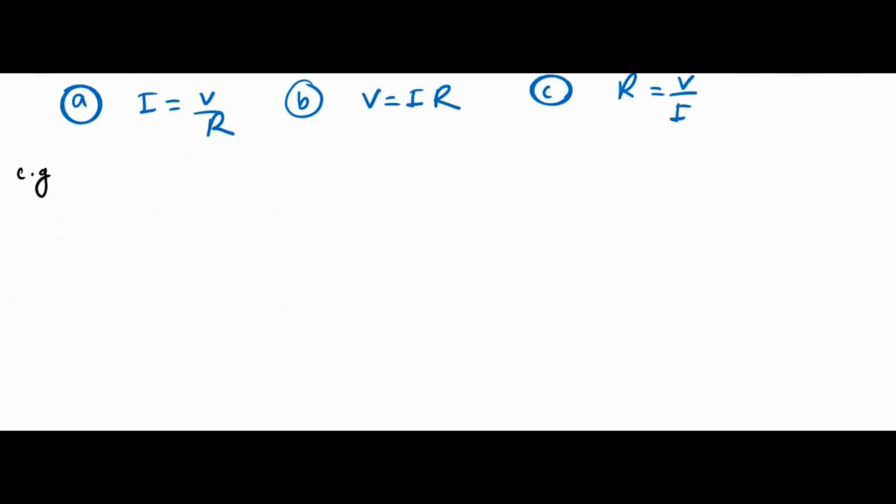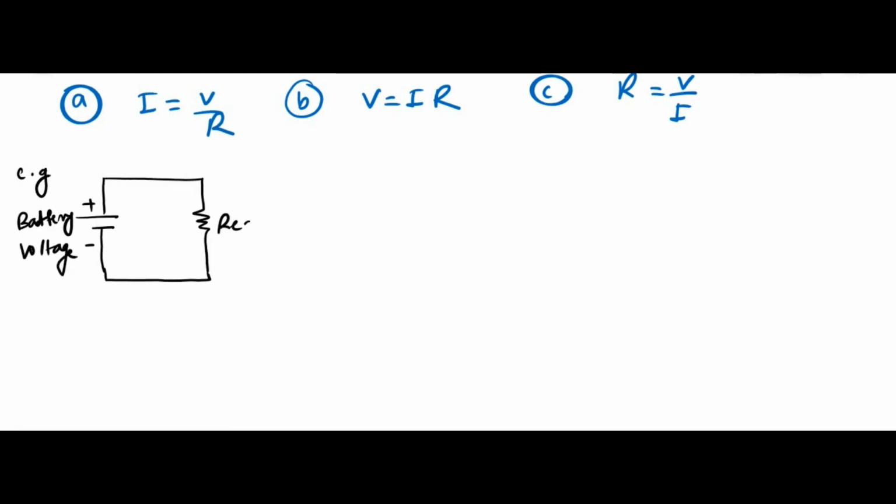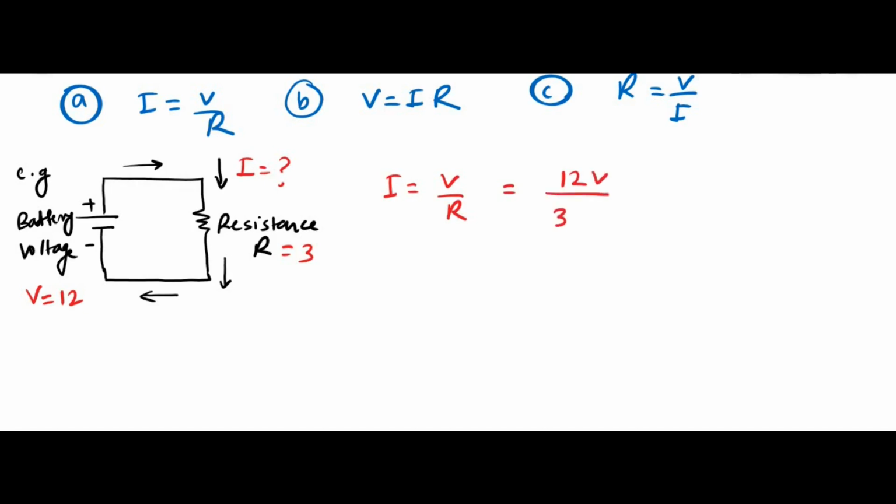For example, consider this circuit. This is the voltage, resistance, plus minus. This is battery or a voltage. This is resistance R, and this will be the current direction. If V is given as 12 volt, R equal to 3 ohms, so what is I? By this equation, I is equal to V by R. So here V is 12 volt, R is 3 ohms, equal to 12 by 3 is 4 ampere.